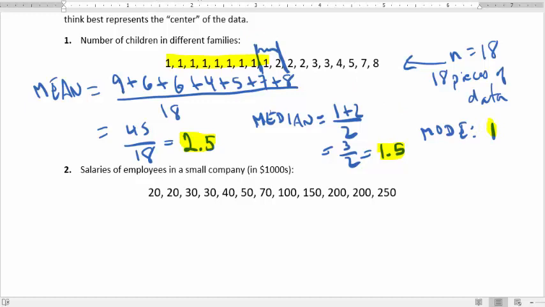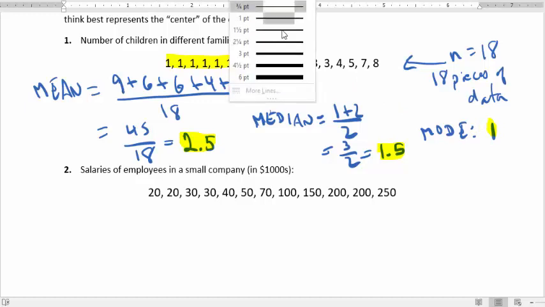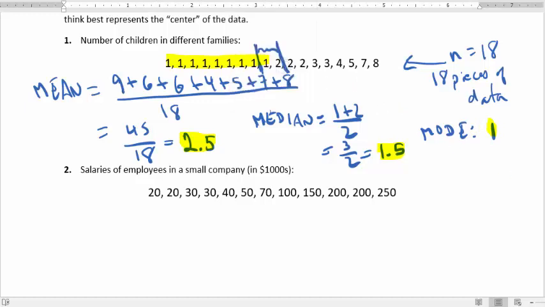So in this case, if I wanted to describe the center of the data, I would probably use the mode and say that it's 1, right? Partially because it's impossible to have 2.5 children and it's impossible to have 1.5 children. So I think in this case, the 1 makes sense because by far, most of these families had 1 child in them. So that's why I would say the mode is probably the best here to use.